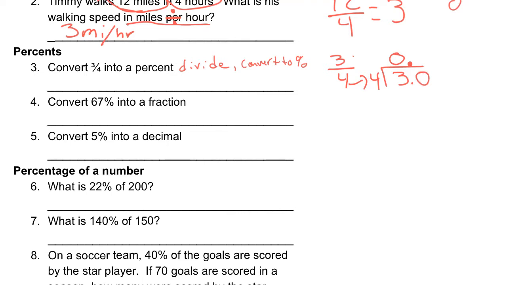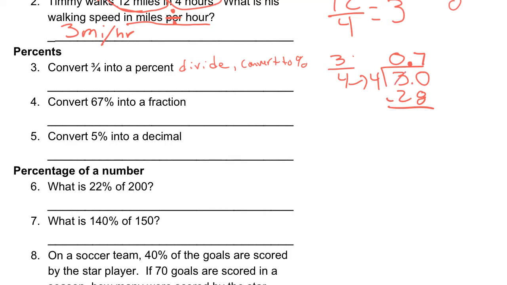4 goes into 30 how many times? Oh, that's a little trickier. Let's see. Well, 4 times 7 is 28. 4 times 8 is 32, so we're going to do a 7. 7 times 4, I just said, was 28. I'm going to subtract.